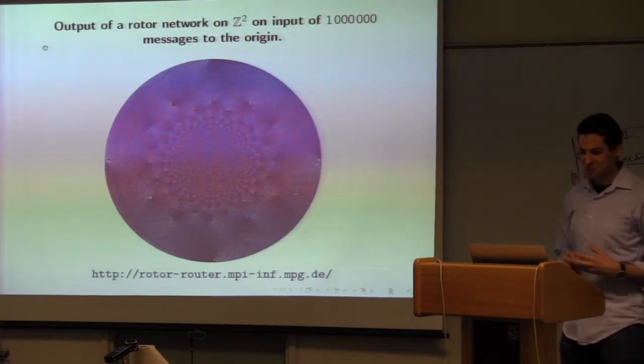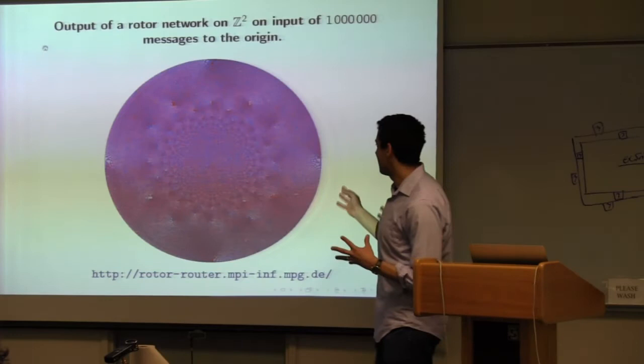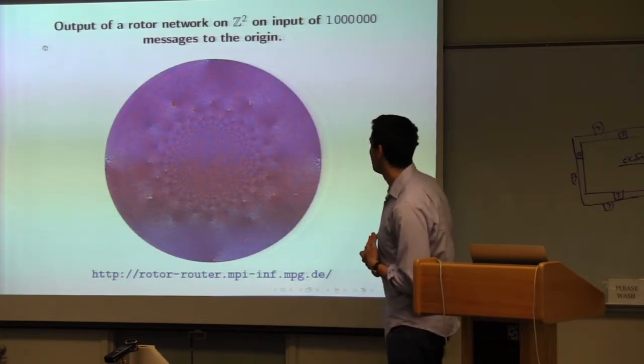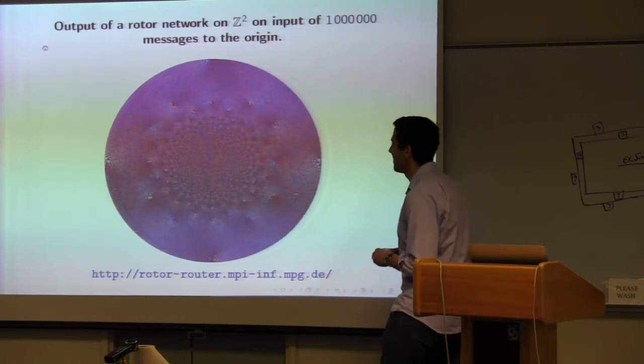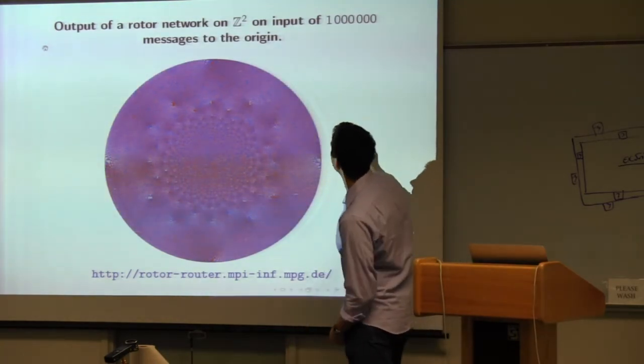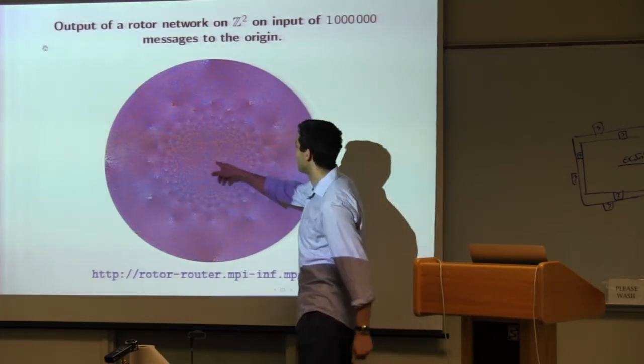And it also gives you kind of mysterious instances of pattern formation. This picture was made by taking a rotor network in the square grid Z2 and inputting a million messages to the origin.